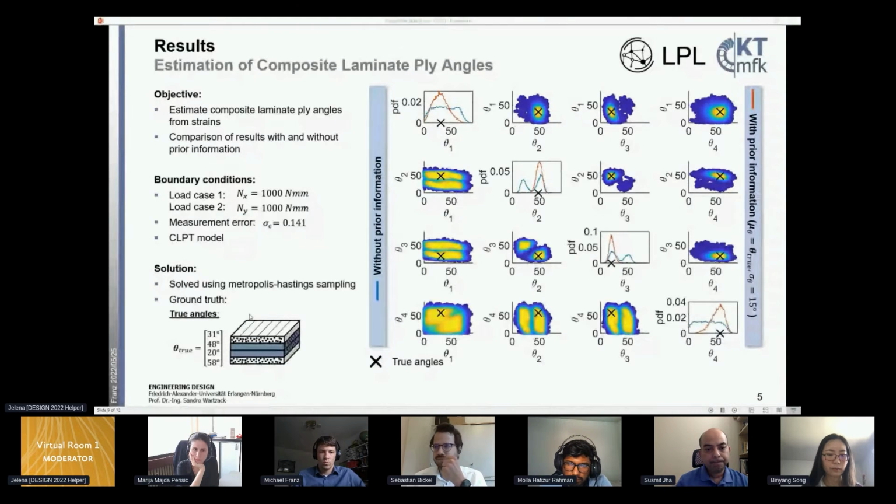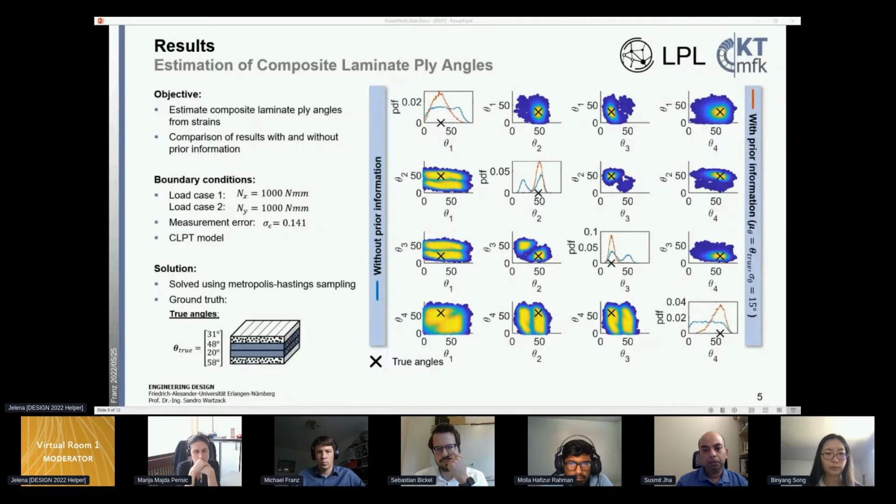To show the influence on the results, we set up a 4-layered model with 2 loads and solved it using the Metropolis Hastings sampling, which is a solution algorithm for Bayesian inference. As a result, we obtain a sampling and the corresponding likelihoods. In the picture, you can see the results of our estimations with and without prior information. On the diagonal, the resulting distributions of the parameters with and without prior information can be seen.